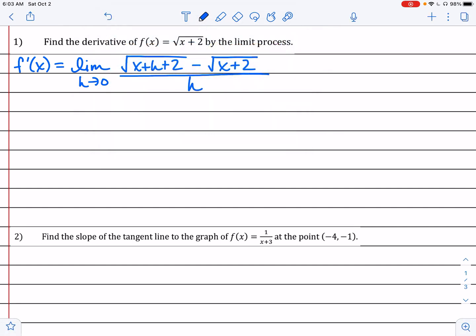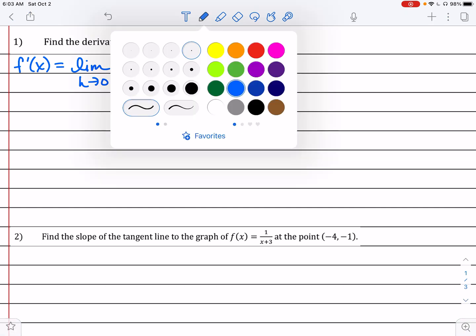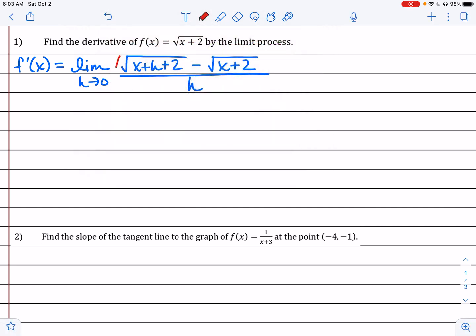On this step, and you should have gotten this when you did rationals last year, but you guys are awful with your parentheses. Without them, you are only multiplying part of it, and it's unclear what part you're multiplying by. So now you're going to multiply by a conjugate. So the square root of x plus h plus 2 plus the square root of x plus 2 all over the same thing.